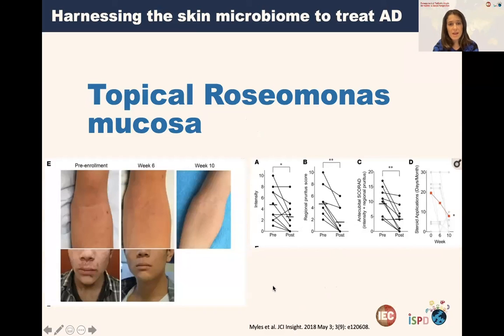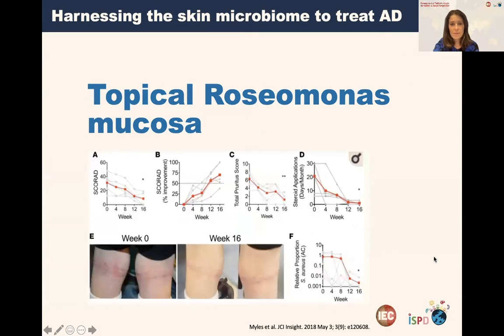And in this study, a gram-negative species, Roseomonas mucosa, was used in a clinical trial to treat both adults and children with atopic dermatitis. And you can see from the clinical photographs after 10 weeks, clinical improvement, also measured by objective severity scores and a reduced need for topical steroids. And this is the data in children.